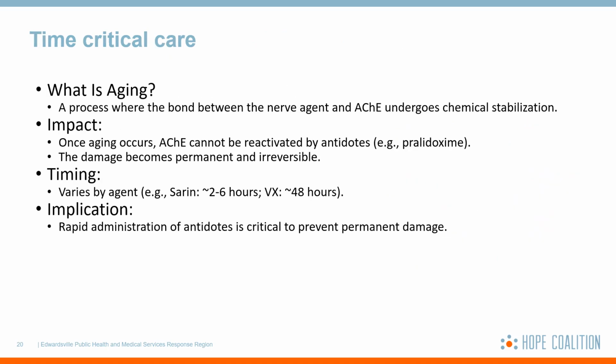Time-critical care. What is aging? Aging is a process where the bond between the nerve agent and acetylcholinesterase undergoes chemical stabilization. Impact. Once aging occurs, acetylcholinesterase cannot be reactivated by antidotes. The damage becomes permanent and irreversible. Timing. This varies by agent, as you can see with the examples of sarin gas and the highly toxic nerve agent VX. Implication. Rapid administration of antidotes is critical to prevent permanent damage.